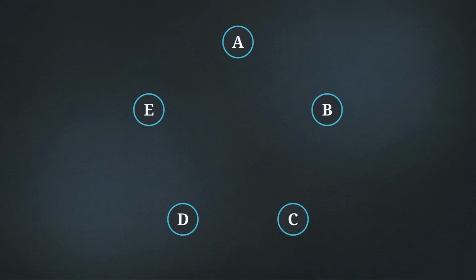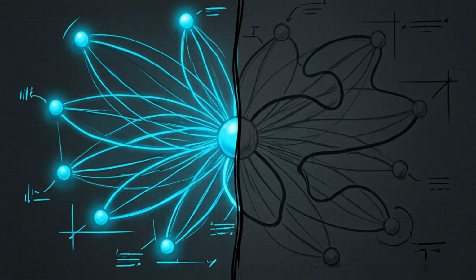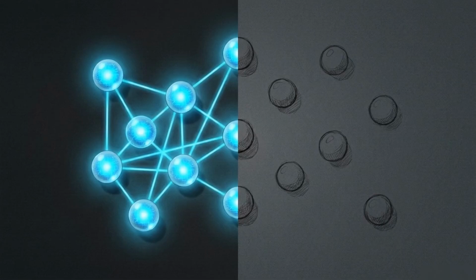Let's observe this logic in action. We need to construct a road network connecting these 5 isolated villages for the lowest possible budget. Here is our weighted graph, displaying all the potential road connections and their respective construction costs. To execute Prim's algorithm, we must divide our nodes into 2 strict categories: a visited set, which represents our growing tree, and an unvisited set, which contains the nodes we still need to reach.